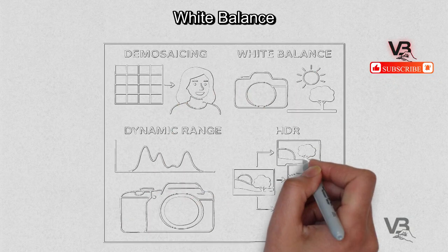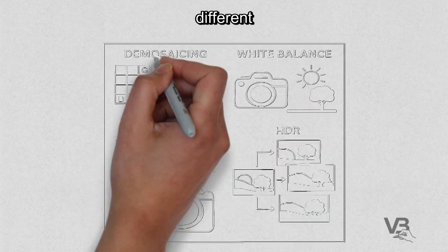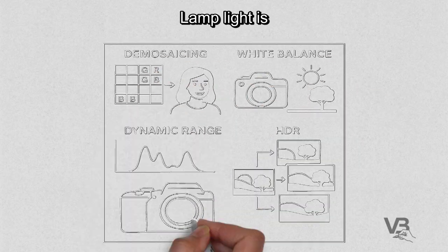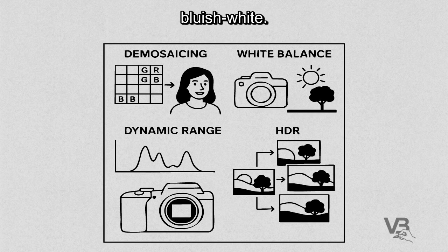4.3. White balance. White light varies under different conditions. Lamplight is yellowish, while sunlight is bluish-white. To make colors appear natural, the camera measures and adjusts the color temperature using white balance correction.